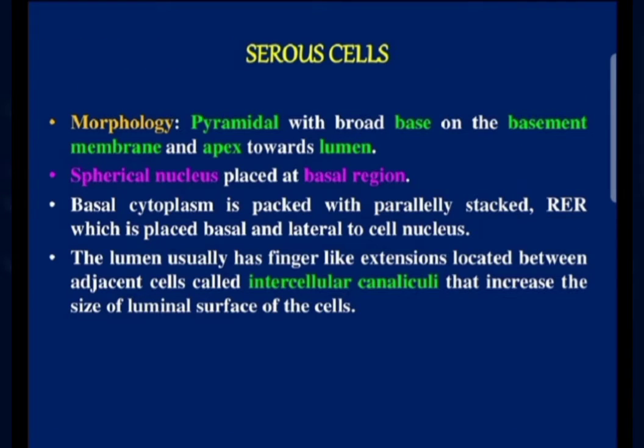Serous cells. The morphology of the serous cells: these cells are pyramidal in shape. They have got a broad base. They are lying over the basement membrane, and the apex is towards the lumen. The nucleus is spherical and placed at the basal region. The basal cytoplasm is packed with parallelly stacked rough endoplasmic reticulum, which is placed basal and lateral to the nucleus.